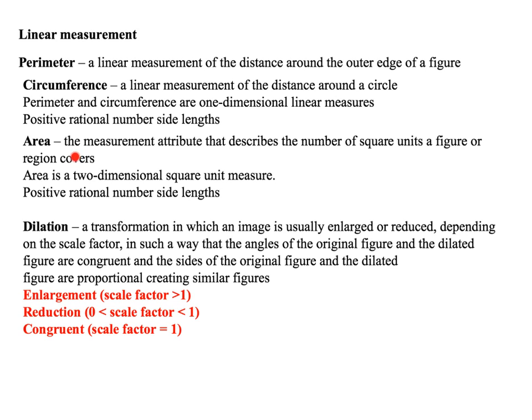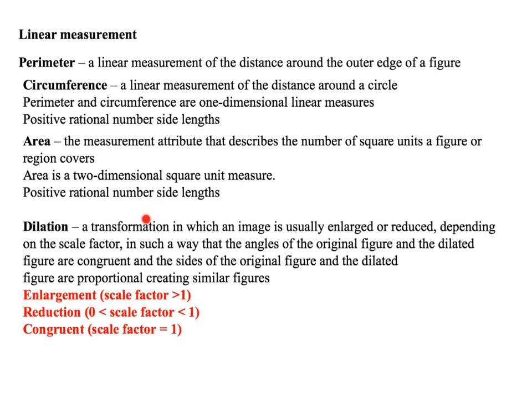The area is the measurement attribute that describes the number of square units a figure or a region covers. The good part about this, if you're on the coordinate plane, all you've got to do is count those little boxes. Otherwise, remember length times height. That's how you find the measure of area. Again, area is a two-dimensional square unit measure, so it's going to be something squared, and again, positive rational number side lengths. Rational number means it could be a fraction, could be a decimal, and of course it could be a whole number.